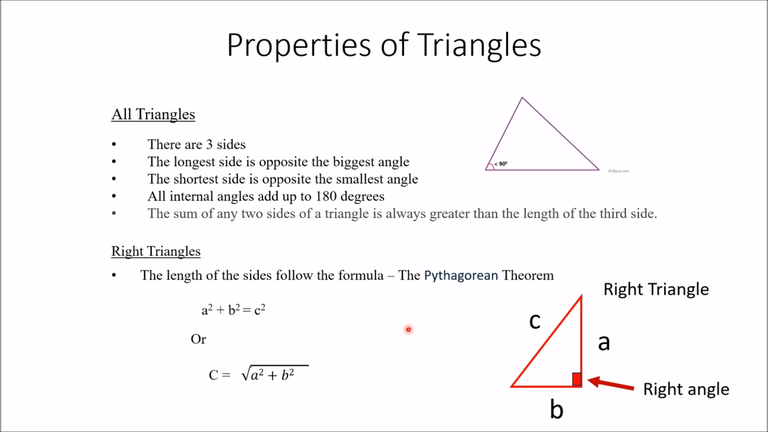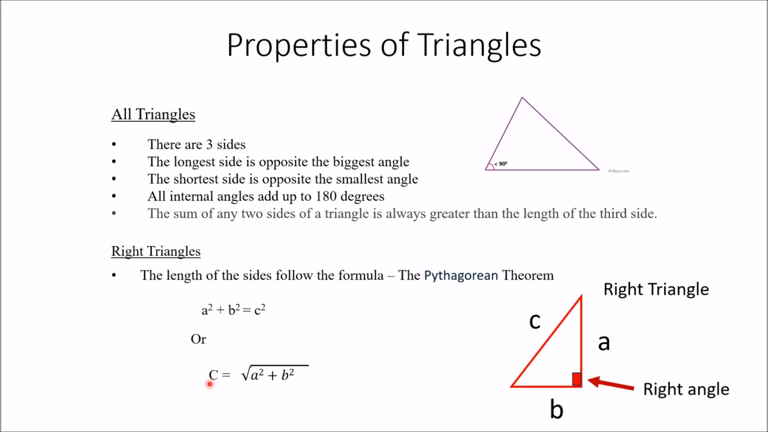Now, there's a property of right triangles you may have heard of. It's called the Pythagorean theorem. And all it says is that if you have a right triangle, where one angle of the triangle is a right angle, or 90 degrees, then a squared plus b squared equals c squared. So that means if you want to find out what the length of c is, you can find that out by knowing what the length of A is and what the length of B is.